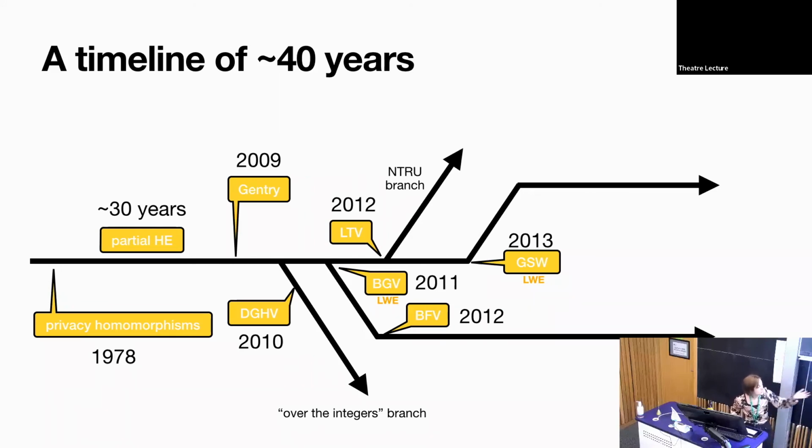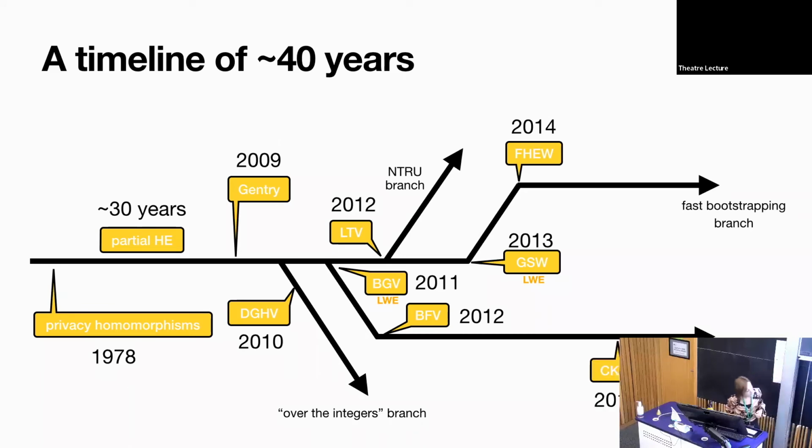In 2012, we have the scheme BFV. In 2014, FHEW goes in the path of GSW by proposing a very fast bootstrapping. And in 2016, we have CKKS, again on the more leveled approach, and TFHE, which initially improves the gate bootstrapping of FHEW and then goes in a broader direction that still is in the fast bootstrapping branch.